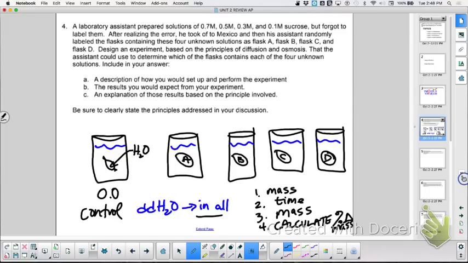No. Should all be negative? No. Well, we don't know what he's testing the control. Should not be negative. 0.7? You think that, what's going to happen there? It's going to lose weight in water? No, it's going to gain weight. It's going to gain weight. Why? Because it's hypertonic. Distilled water is hypotonic. Water must flow from the hypo.